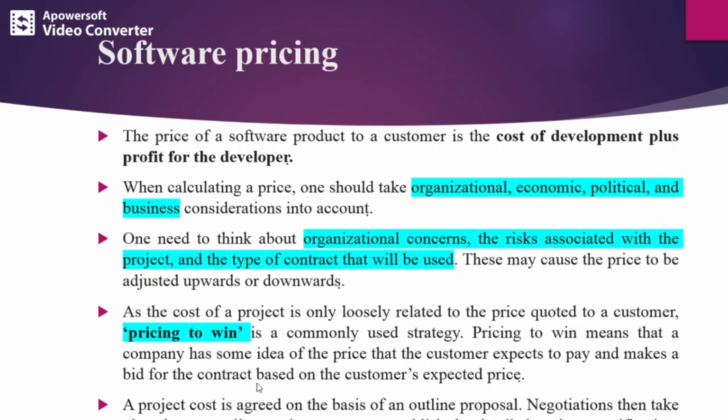The company then makes a bid for the contract based on the customer's expected price. A project cost is agreed on the basis of an outline proposal. So negotiations, as I told you, involve compromising. Negotiations can then take place between the company and the customer to establish the detailed project specification. Once they have agreed to the cost, in some cases you can make negotiations.